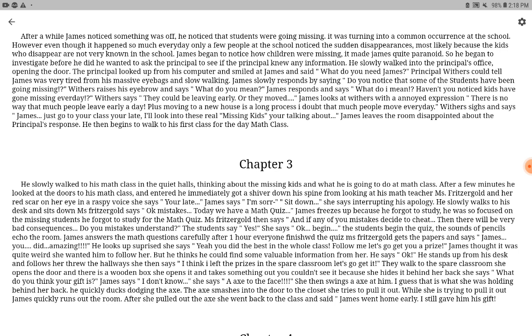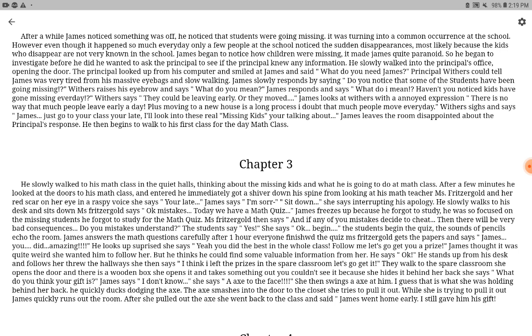After a few minutes, he looked at the doors to his math class and entered. He immediately got a shiver down his spine from looking at his math teacher, Miss Ritzer-Gold, and her red scar on her eye. In a raspy voice, she says, "You're late." James says, "I'm so..." "Sit down," she says, interrupting his apology. He slowly walks to his desk and sits down. Miss Ritzer-Gold says, "Okay, mistakes. Today we have a math quiz."